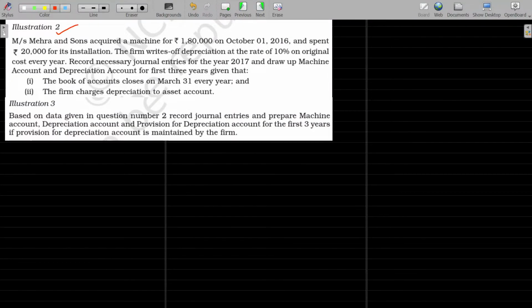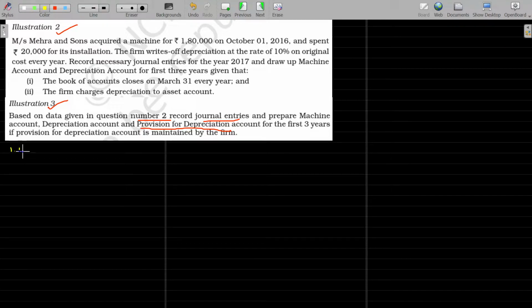That Illustration number 2 is reworked under the provision for depreciation model. Based on the data given in question number 2, record journal entries and prepare the machine account. So I will pass the journal entry first of all. Purchase will be the same, right?